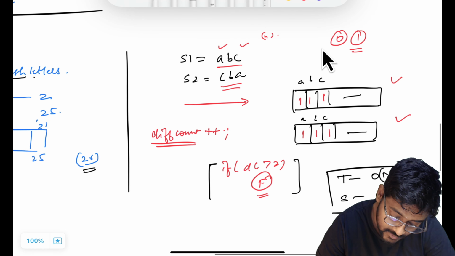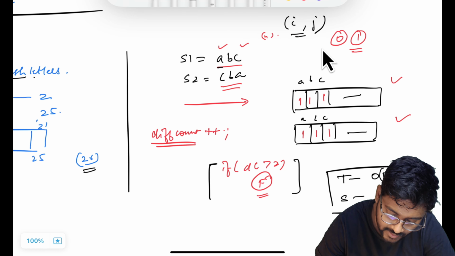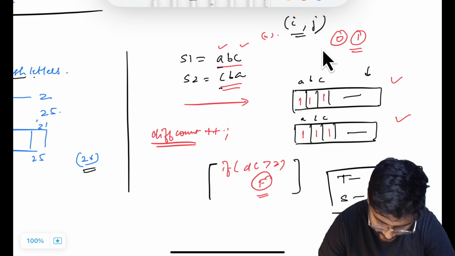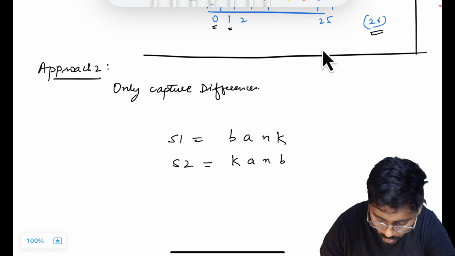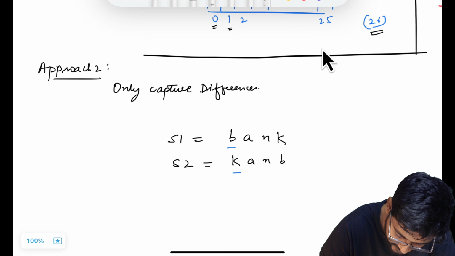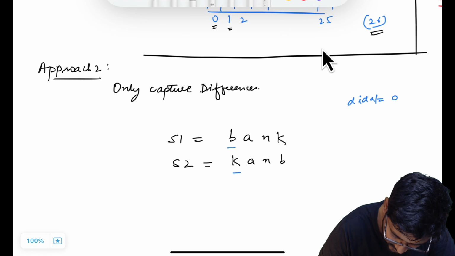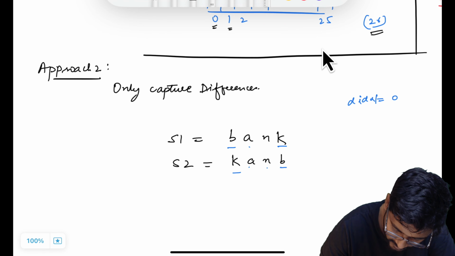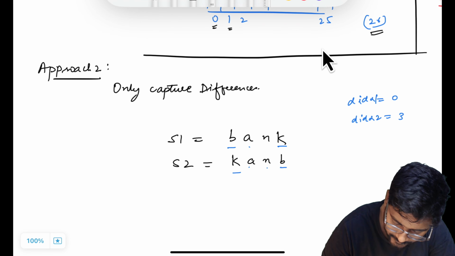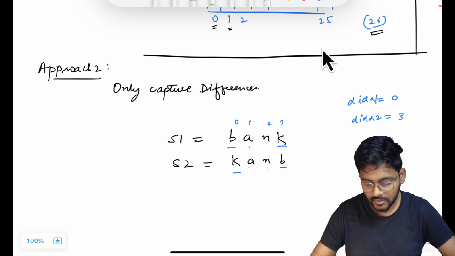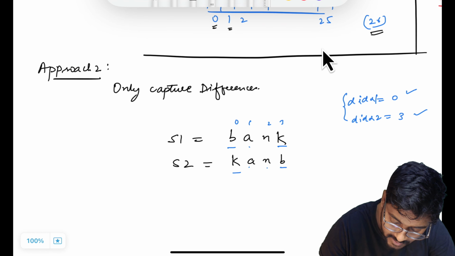Now, as we are allowed to capture only two indices, i and j, where the characters are different in both strings, there is no need to take this 26 size array. So here comes the second approach: only capture differences. At the first position there is a difference, so difference index 1 is equal to 0. These are the same, and these are also different, so difference index 2 is equal to 3. So what I have captured is that different index 1 is this, different index 2 is this.